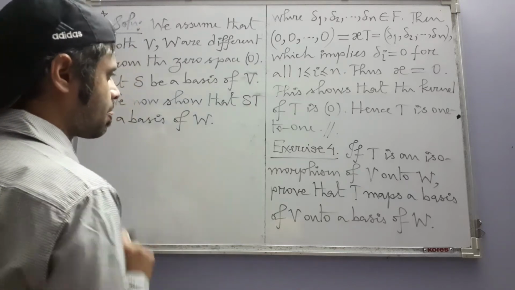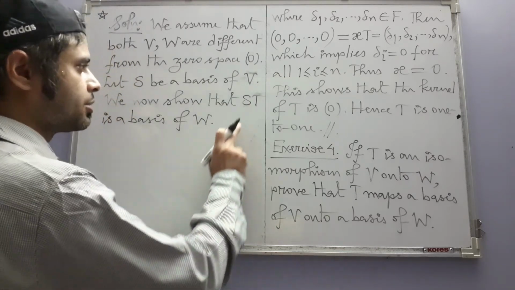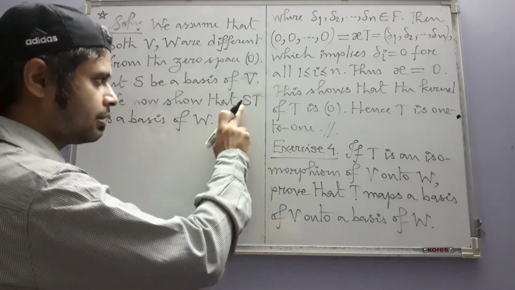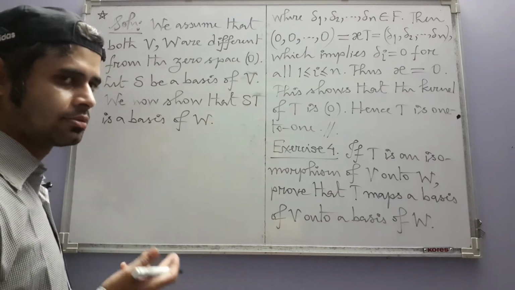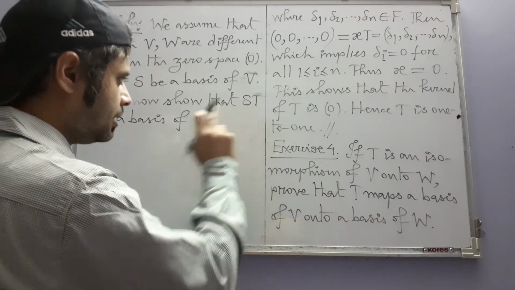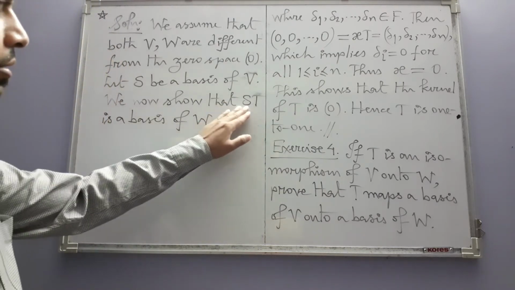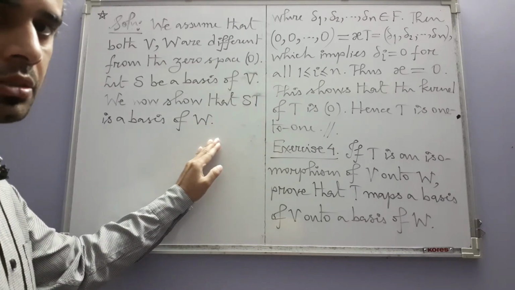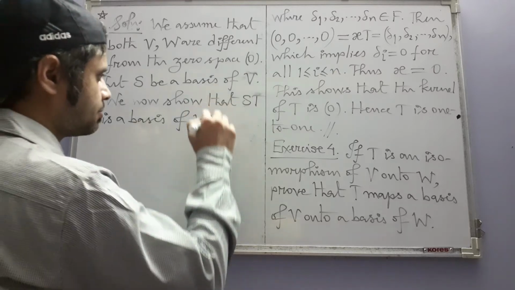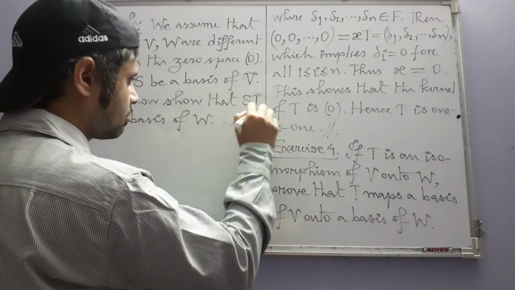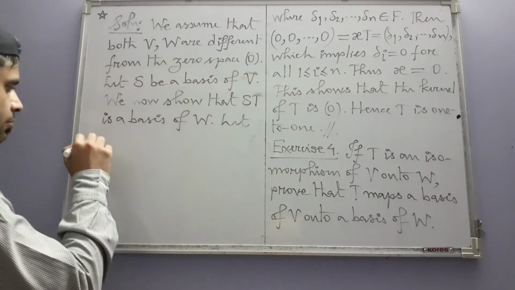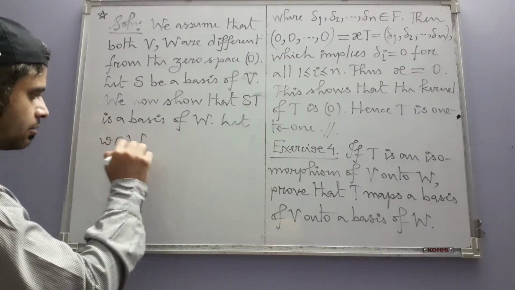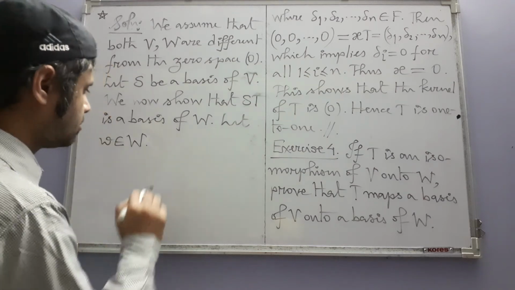Now, in order to show that ST is a basis of W, we already have one thing, that ST is a subset of W. That thing we have. Now, we need to show that ST is linearly independent and it spans W. So, let us show the span thing first. Let w be any element in W.